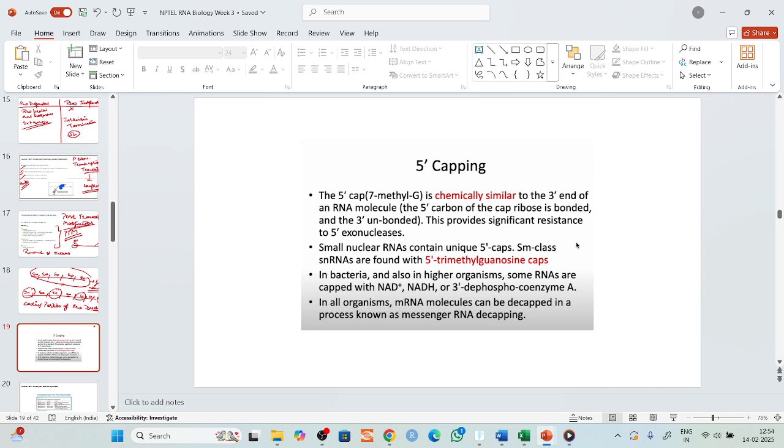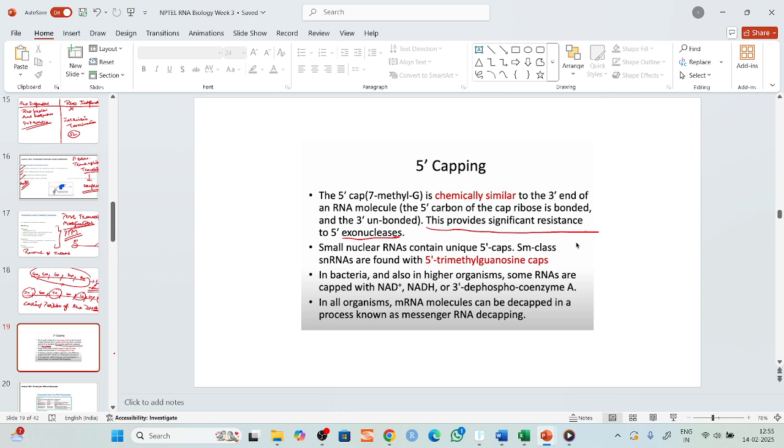So a little detail about this 5' capping. This 5' cap is chemically similar to the 3' end of the RNA molecule, and it provides significant resistance to the 5' exonucleases. This is important: the 5' capping provides resistance to exonuclease activity. Then small nuclear RNA has a unique 5' cap. Okay, this is all you can study. Important is that this 5' capping, which is 7-methylguanosine, provides resistance to the 5' exonuclease activity.